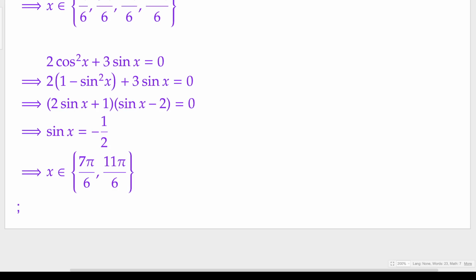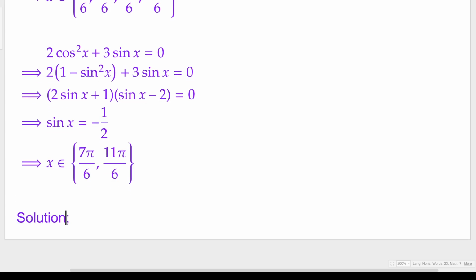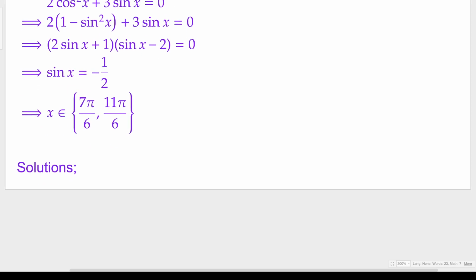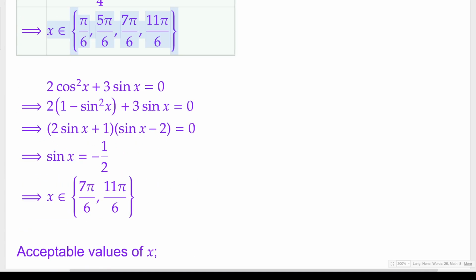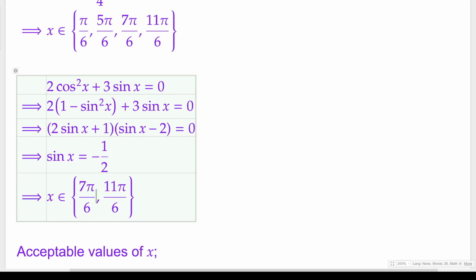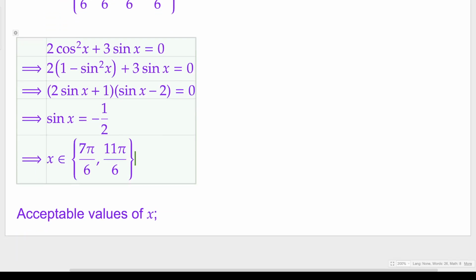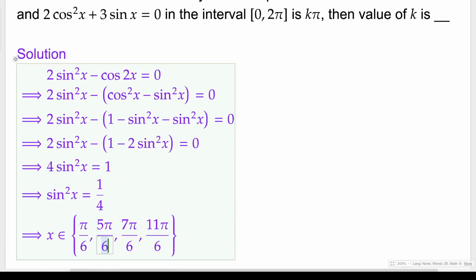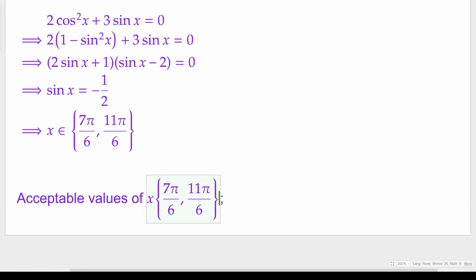Now finally the solutions, that are acceptable values of x. So finally, if I take the intersection of this set and this given set, the acceptable values for x would be these, because these are the values which will satisfy the equation that is given first and the second. So these are the acceptable values of x, right?